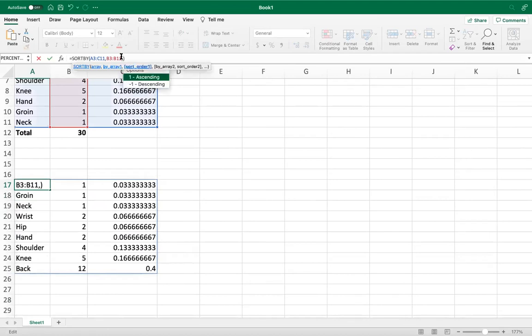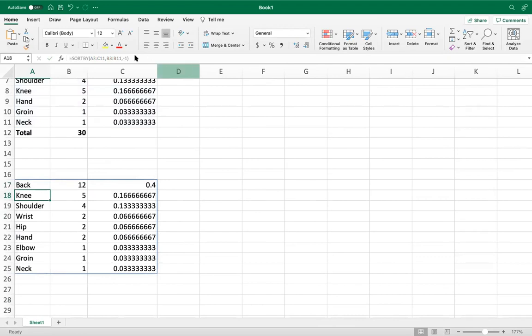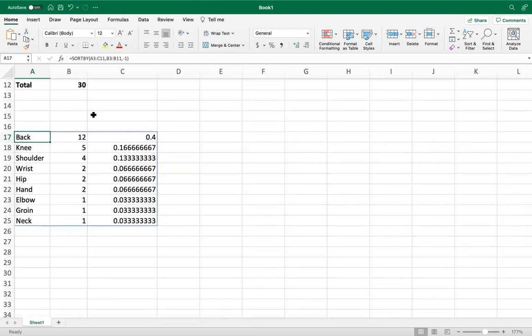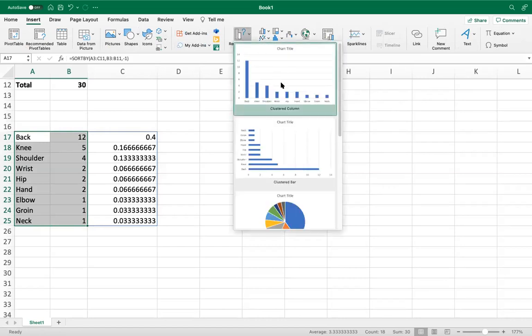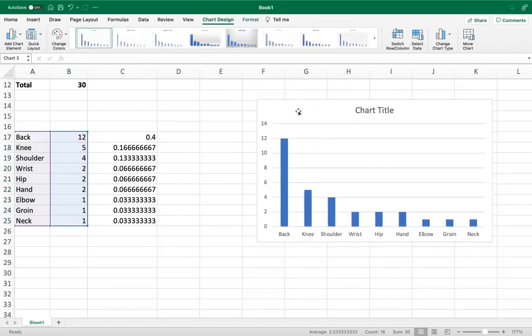And then ascending or descending. So we'll put -1. There we go. So ascending, and you guys kind of saw what was going on there. Ooh. Okay, there we go. So now that we have this in ascending order, we could do the exact same thing that we did earlier and highlight this. Highlight this, insert recommended graph, and there we go. So doing ascending order automatically put it in order for us.